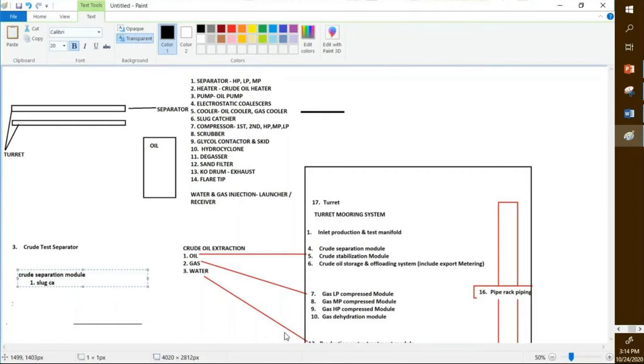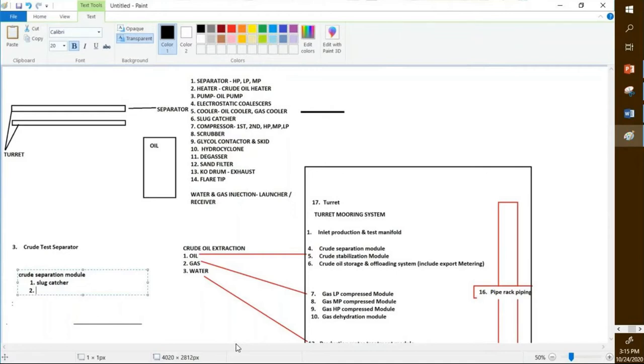I'm not so sure what the slug catcher is. Is it the same as the separator or not? Because I see some people call the slug catcher a separator also. Based on the requirement, if a slug catcher is required for that location, and the fluid we are going to extract has more slug, then no other way, the slug catcher will come before the separators.